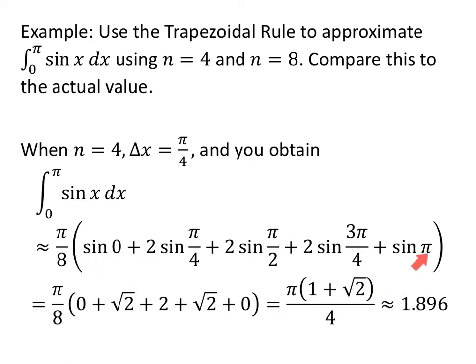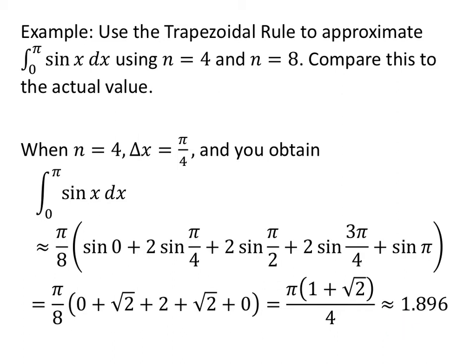Evaluating the sine of 0 and the sine of pi, I get zeros. The sine of pi over 4 and the sine of 3 pi over 4 are each square root of 2 over 2, but the 2 coefficients cancel out our denominators. The sine of pi over 2 is 1, 1 times 2 is 2, and pi over 8 multiplied by this sum will give us an estimate of 1.896.